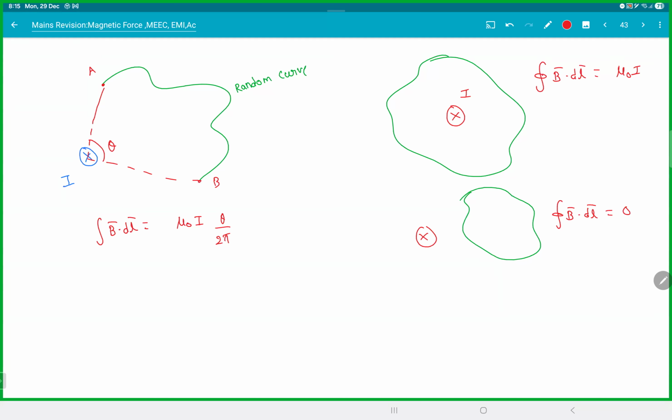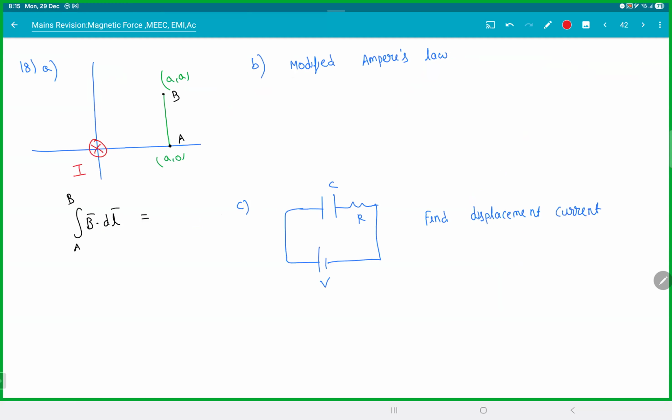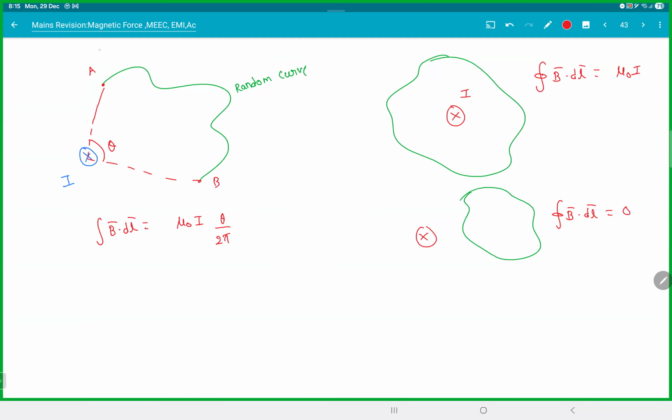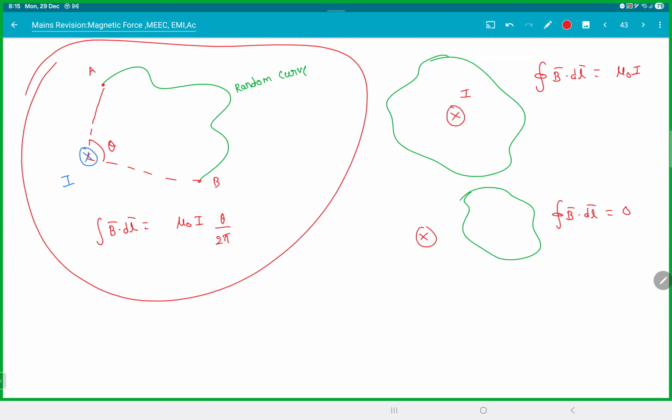Clear with this? You should go and check out the derivation if you need. It's a pretty good derivation. So if you know that result, it becomes pretty easy to solve for that AB. Or else it would take time. You have to integrate. So check out this result again once in case you don't remember.